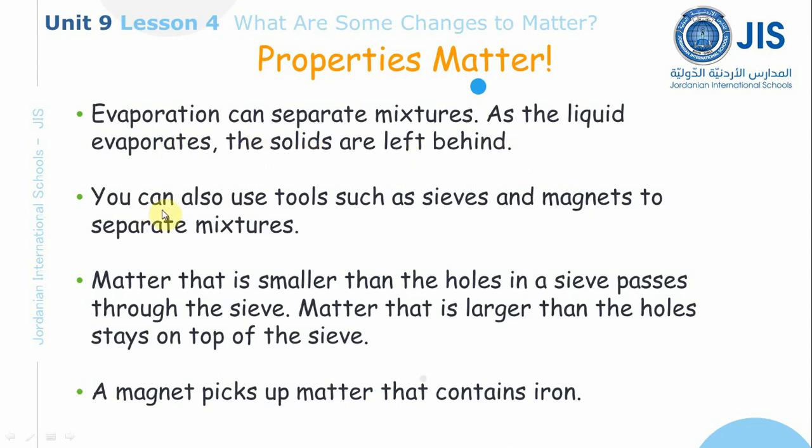You can also use tools such as sieves and magnets to separate mixtures. Matter that is smaller than the holes in a sieve passes through the sieve, and matter that is larger than the holes stays on the top of the sieve. That's how we separate mixtures with different sizes. And the last way is a magnet. A magnet picks up matter that contains iron.